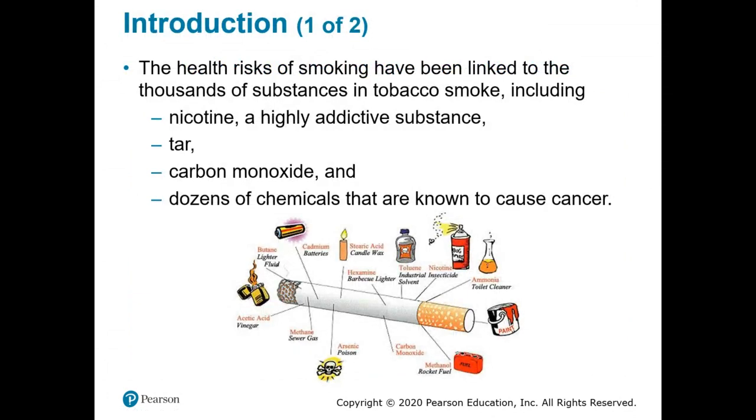So if we look down here, you can see some of the different things that are in cigarettes. Everything from insecticides to ammonia to solvents like toluene, hexamine, candle wax, cadmium from batteries, butane from the lighter fluid to light a cigarette, methane, arsenic. So just a lot of different things that are in there, and a lot of these are known to cause cancer. And we now know there's enough data out there to show cigarette smoking is the leading cause of lung cancer.